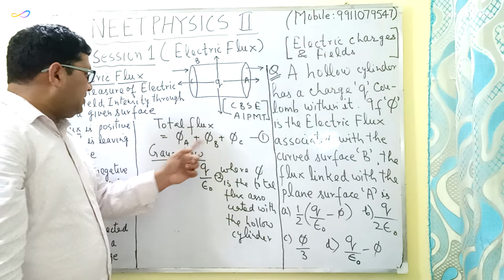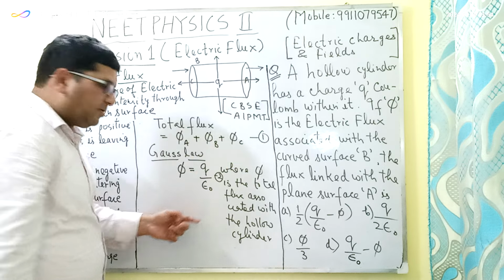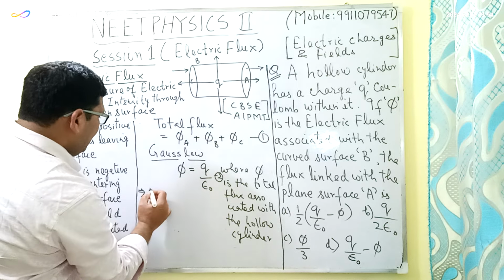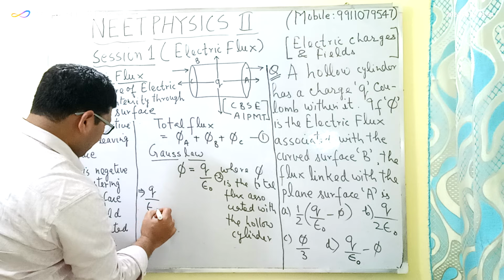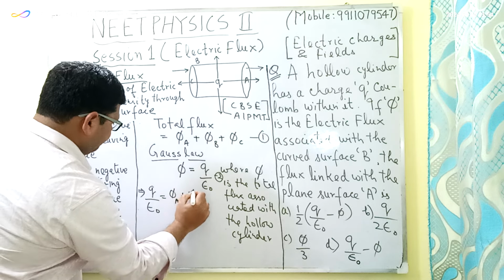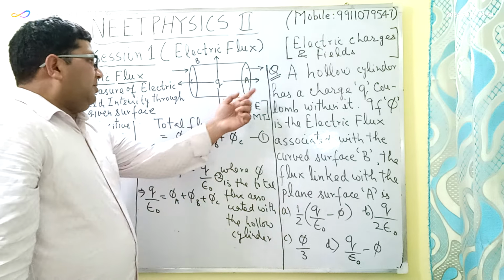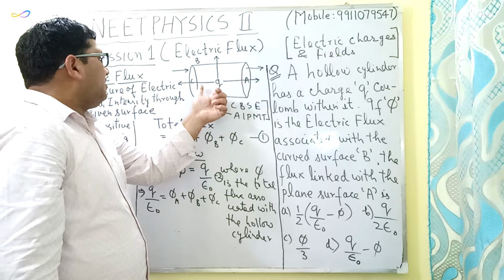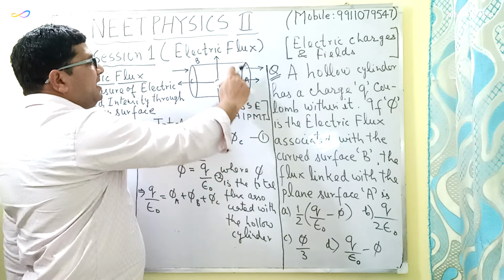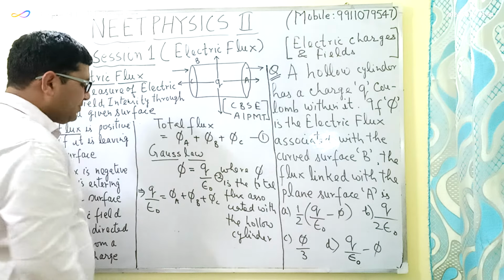Now the total flux is equal to phi A plus phi B plus phi C, and this is also equal to Q upon epsilon naught. So I am getting one equation from these two equations, that is Q upon epsilon naught is equal to phi A plus phi B plus phi C. Now the flux linked with the curved surface A is equal to the flux linked with the curved surface C, because the cross-sectional area of curved surface A is equal to the cross-sectional area of curved surface C.